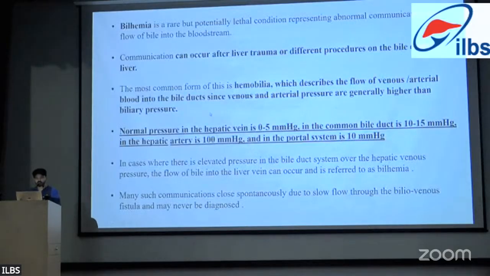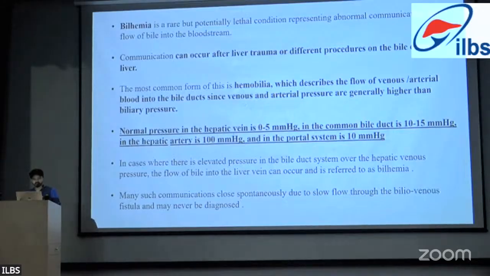So to touch upon this concept, biliovenous fistula is a rare but potentially lethal condition representing abnormal communication and flow of bile into the bloodstream. Communication can occur after liver trauma or any procedures carried out on the bile ducts or liver. The most common form is hemobilia, which describes flow from venous or arterial blood into the bile ducts, since venous and arterial pressures are generally higher than the biliary pressure.